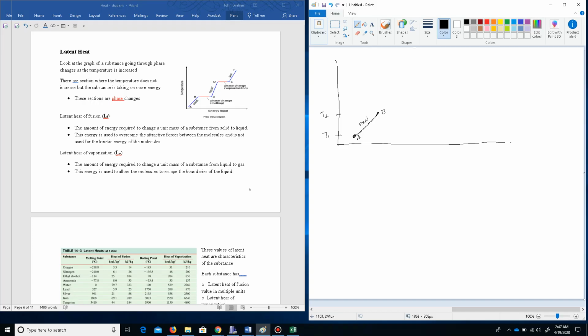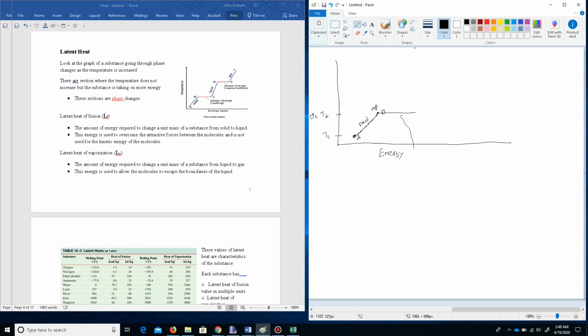But at this point, the element is solid. It could be something like copper. It could be iron. It could be water. If it's water, we know what this temperature is. That's going to be 0 degrees Celsius. If it's something like iron, this temperature is going to be something different. And this is your melting point. Okay, so this is the MP, melting point. This is energy being added. So as you add energy, it increases the temperature until you hit that melting point. Then you have a plateau.